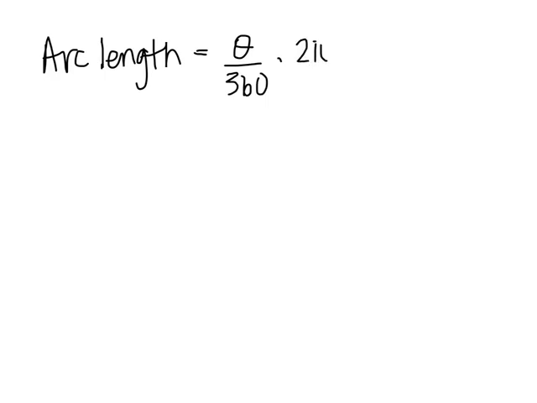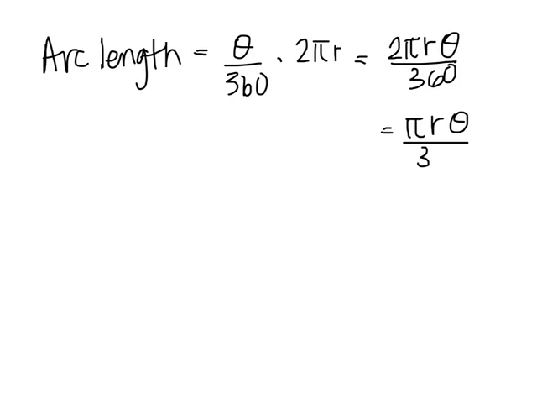Arc length, our formula was theta over 360 times 2 pi times the radius. I'm going to go ahead and multiply this out. If I multiply the top of the fraction, it's just 2 pi times the radius times theta over 360. Well, I can reduce this fraction, divide top and bottom by 2. Leaves me with arc length equals pi r theta divided by 180.